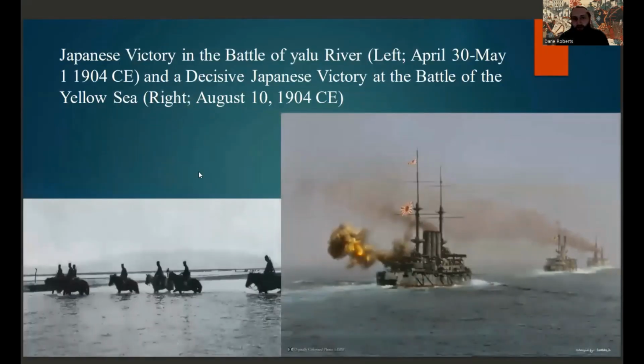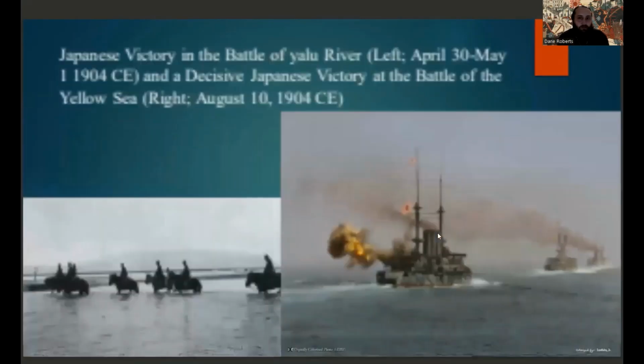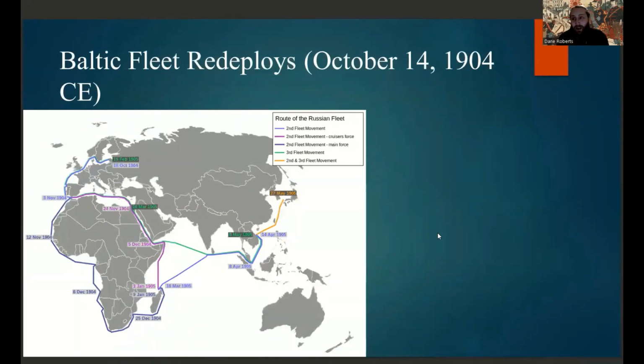the Japanese Navy and Army gaining several victories, such as the Japanese victory at Yellow River, as well as the decisive Japanese naval victory at the Battle of the Yellow Sea, where the Russian Navy tried to break through the Japanese blockade of Port Arthur. And these victories by the Japanese army against the Russian army would prompt Tsar Nicholas II of Russia to deploy the Baltic Fleet to Japan.